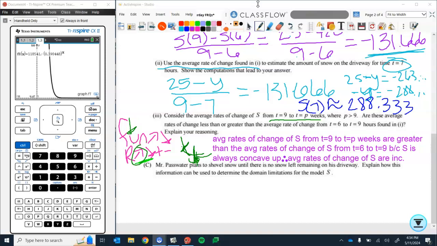All right, so then it says, Mr. Passwater plans to shovel snow until there is no snow left remaining on his driveway. Explain how this information can be used to determine the domain limitations for the model S.